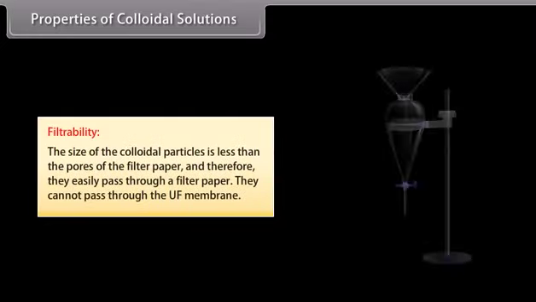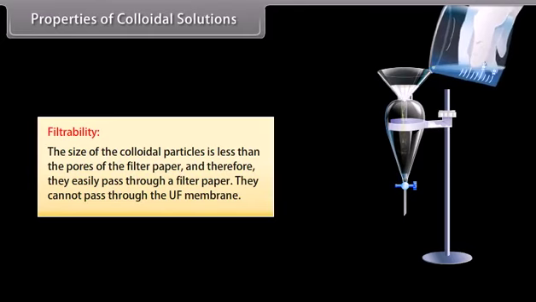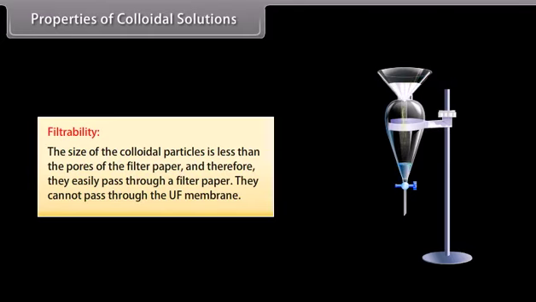Filtrability. The size of the colloidal particles is less than the pores of the filter paper, and therefore, they easily pass through a filter paper. They cannot pass through the UF membrane.